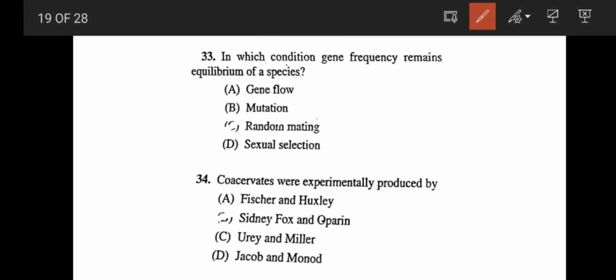In which condition does gene frequency remain in equilibrium in a species? See, in case of gene flow, mutation or sexual selection, the gene frequency will get changed. But in case of random mating, there will be no change in the gene frequency. So it will remain constant, or in equilibrium. So the correct answer is option C, random mating.